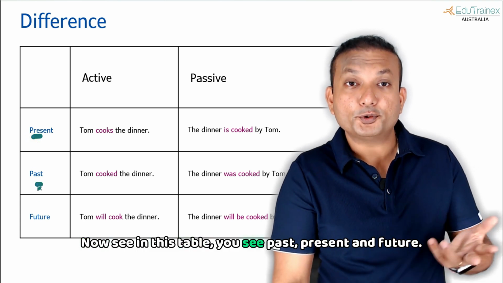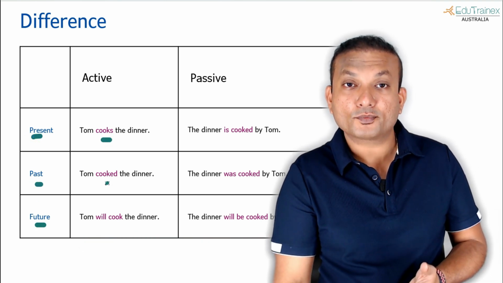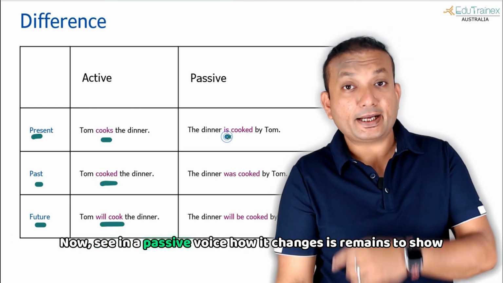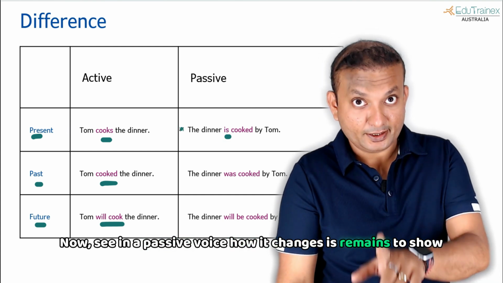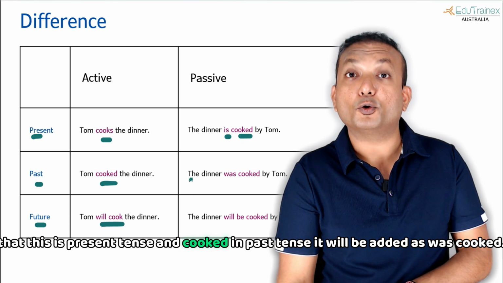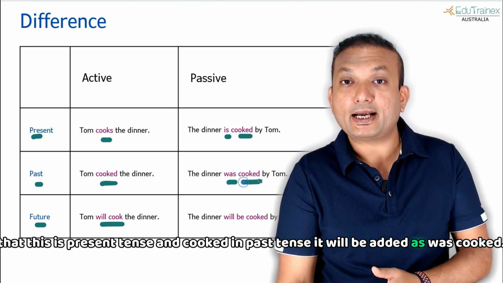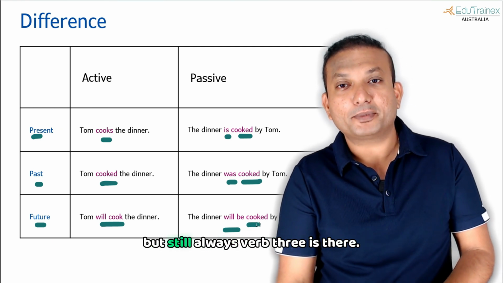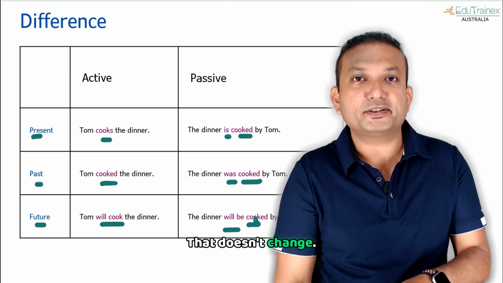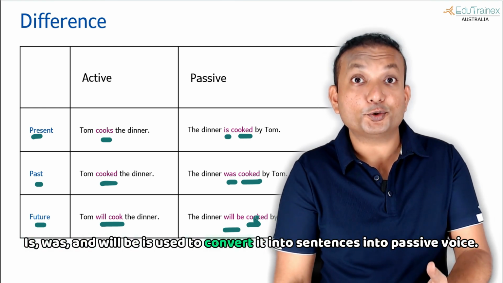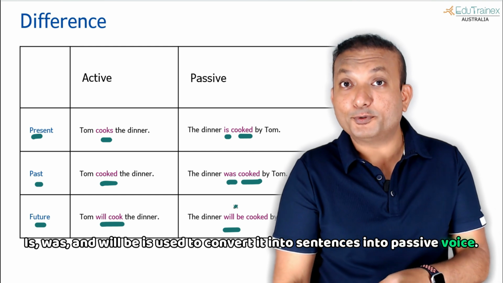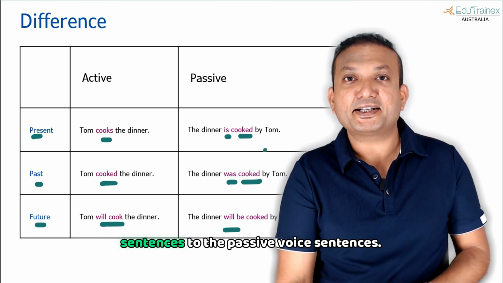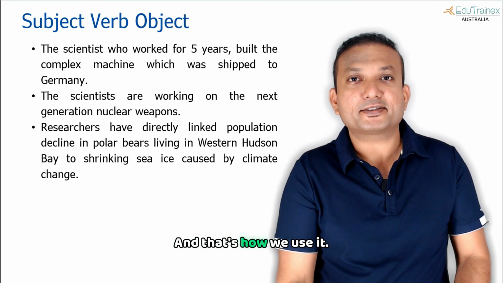Now see in this table, you see past, present, and future. Cooks the chicken, cooked the dinner, will cook the dinner. Now see in the passive voice how it changes. "Is" remains to show that this is present tense, and cooked. In past tense, it will be added as "was cooked." And in the future tense, it will be "will be cooked." But still always verb 3 is there. That doesn't change. Is, was, and will be are used to convert active voice sentences to passive voice sentences, and that's how we use it.